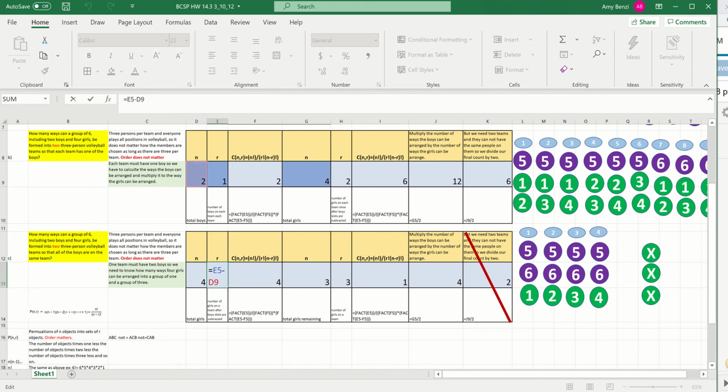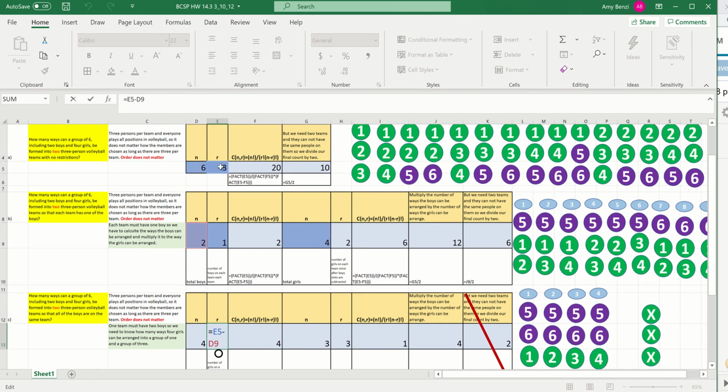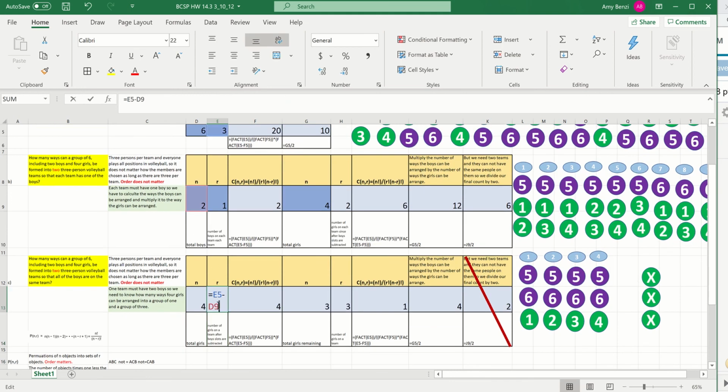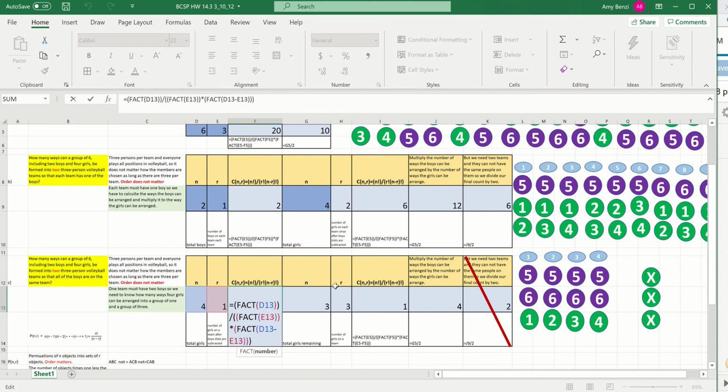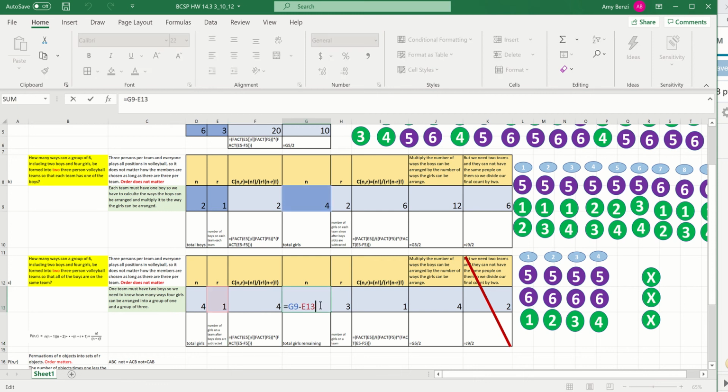So I used cell referencing again here. You can see that I took the total number of people needed for the team and I subtracted the total number of boys. Since all the boys had to be on 1 team, now I know that there's only 1 girl needed for each of these teams. Plugged the numbers into my formula by using cell referencing, keeping it super simple. And then I figured the total number of remaining girls, because now here, 1 girl is already taken to be on a team with these 2 boys.